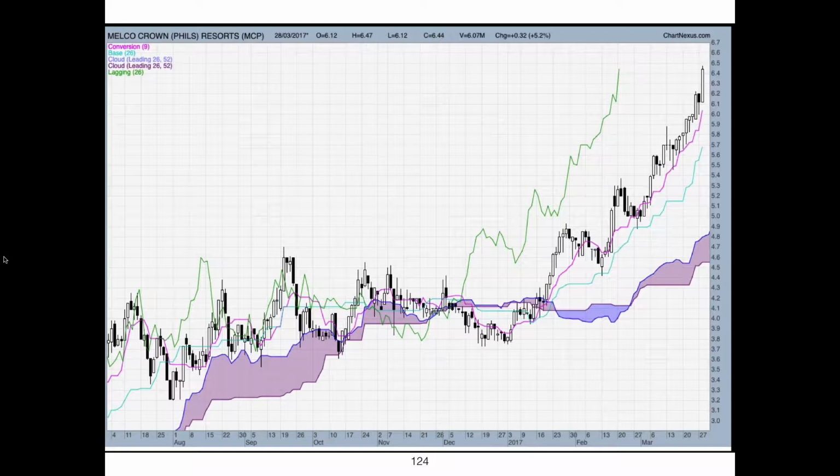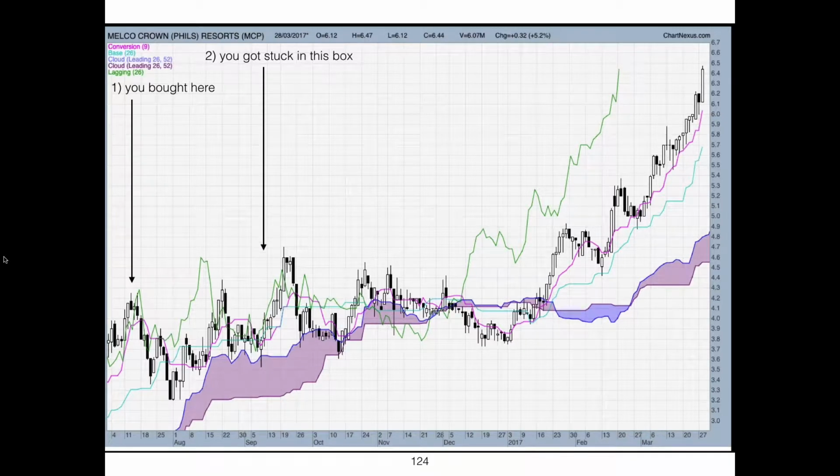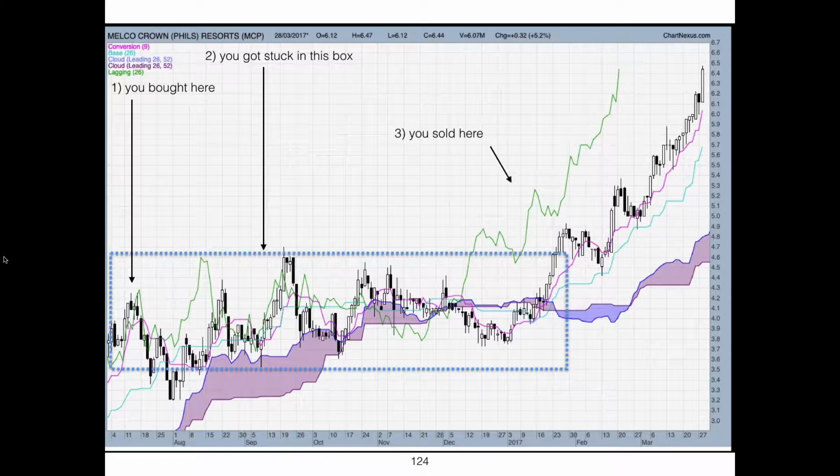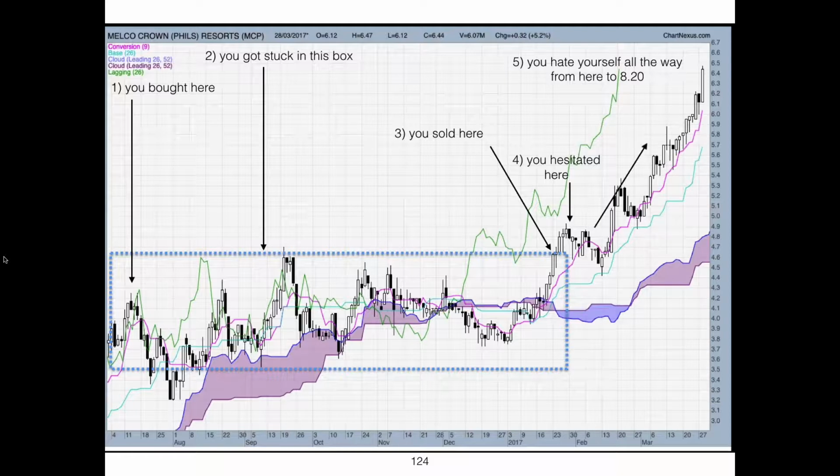Now let's take a look at the same period on the MCP chart using Ichimoku. You bought here. This was the level we highlighted earlier in the previous chart. You got stuck in this box. You sold here, and you got whipsawed. But you hesitated here. Again, we're referring to the previous chart, but we are only putting the prices and using the Ichimoku chart. Then you hate yourself from here all the way to 820. Currently, it's even at 840. I think it closed at 840. So you hate yourself even more.